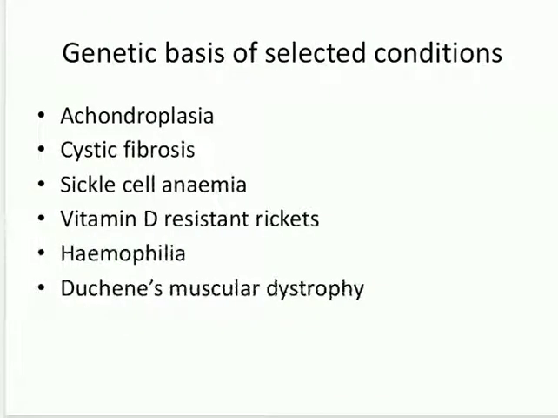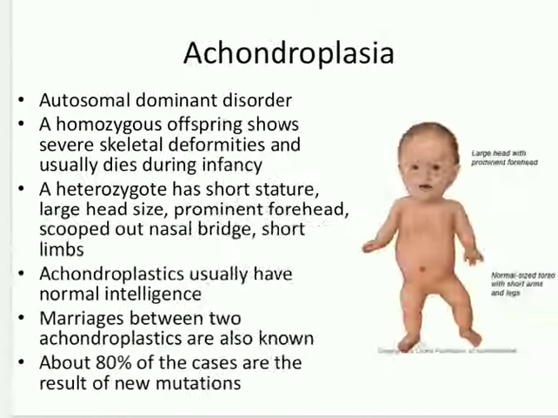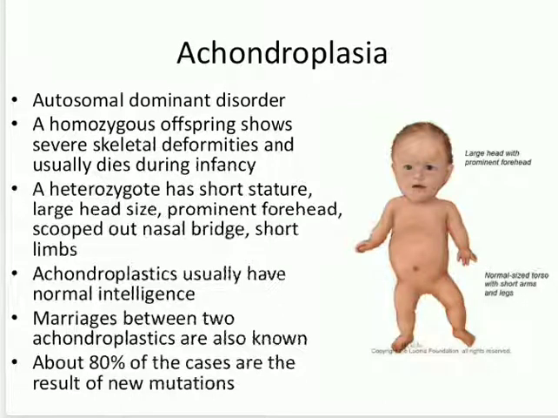So till now we have seen autosomal dominant, autosomal recessive, X-linked dominant and X-linked recessive. We are going to see some of the conditions, and we are going to discuss their clinical manifestations. The conditions which are discussed are achondroplasia, cystic fibrosis, sickle cell anemia, vitamin D resistant rickets, hemophilia, Duchenne muscular dystrophy. So whenever you are writing about the condition, first and foremost point to be mentioned is whether it is autosomal dominant, autosomal recessive, X-linked dominant, X-linked recessive.